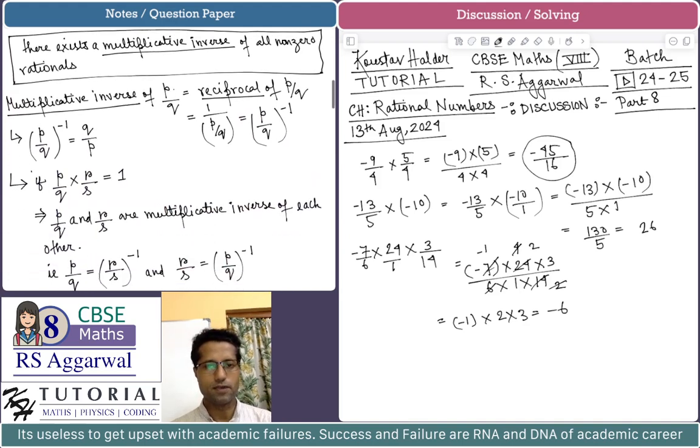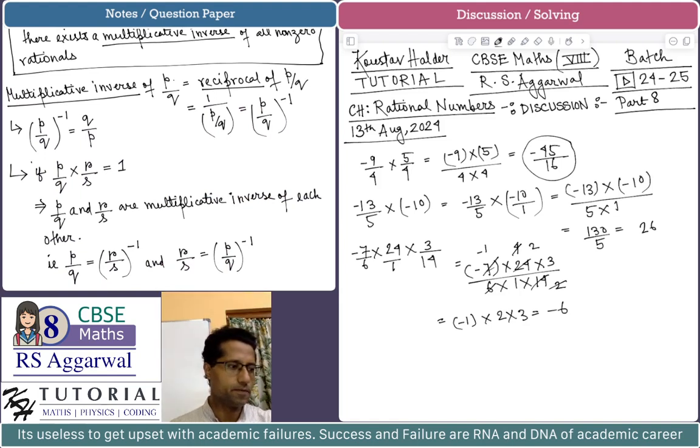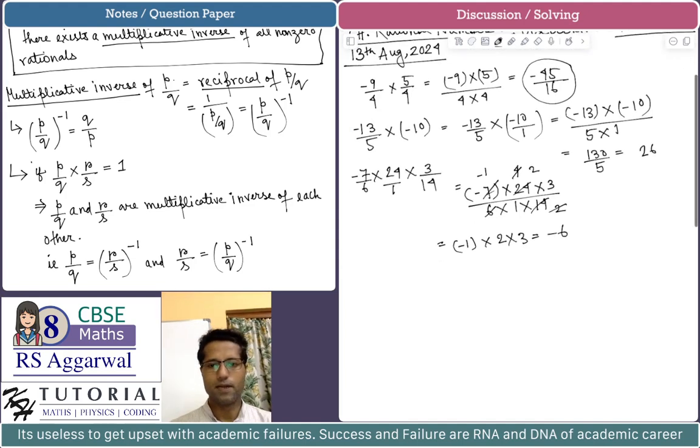Okay, let's try to understand this with some examples. Let's say we have to find the multiplicative inverse. For short, I am writing mi. So let's find the mi of minus 7 by 24. The basic formula is that the multiplicative inverse, or the reciprocal, of any rational number is 1 by that rational number. So it will be 1 by minus 7 by 24.